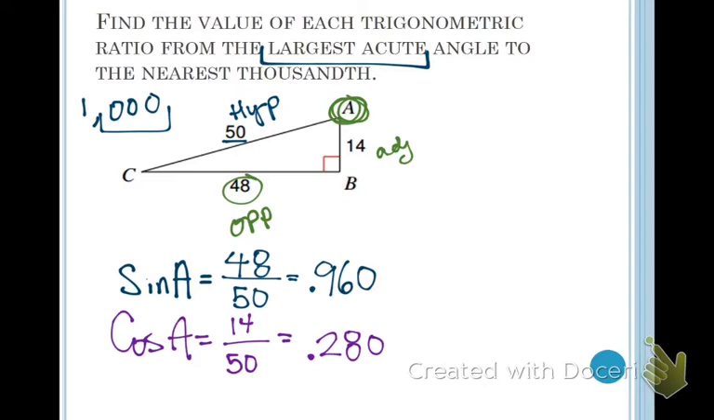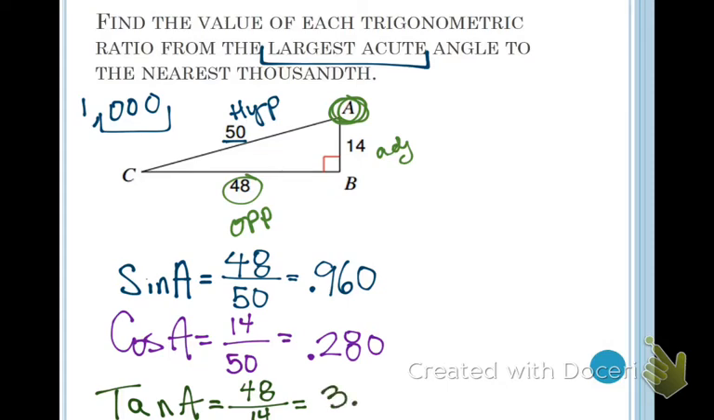I don't know if I know the last one. Tangent. Tangent of angle A is opposite over adjacent. So opposite would be? 48. And adjacent would be? See, this one's not as easy to do. Let's see, what is that? I bet you I can tell you. 3 point.